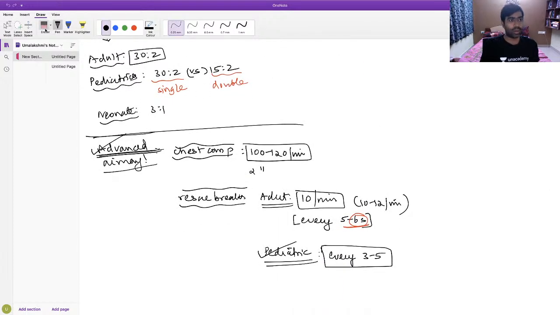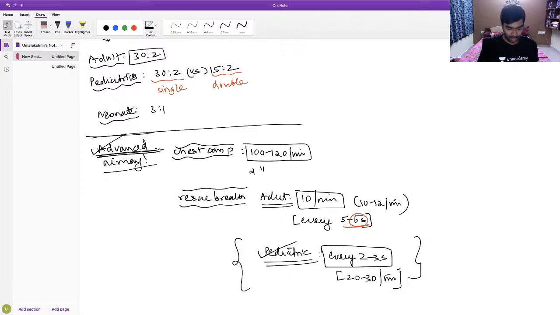And I think I can change quite a bit here. I think it's basically around 2 to 3 seconds. So every 2 to 3 seconds. So the recommended number of rescue breaths is around 20 to 30 breaths per minute. So this is the one thing that I want you to remember.